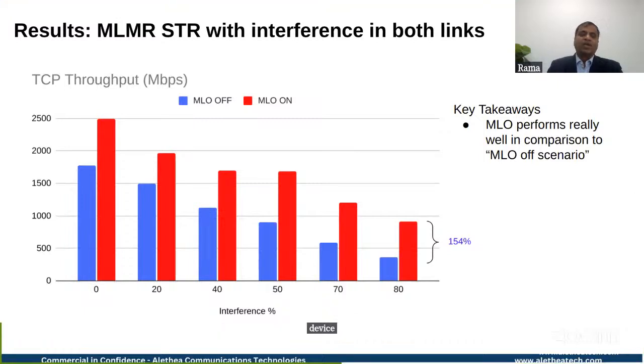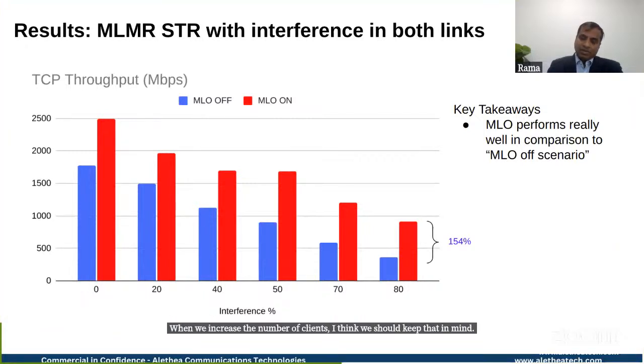I would like to just caution you that this is a single device test. So we only have one client device and one AP device. And it is to be seen how this would actually scale up when we increase the number of clients. I think we should keep that in mind. But otherwise, this is a good result for the MLMR STR case.